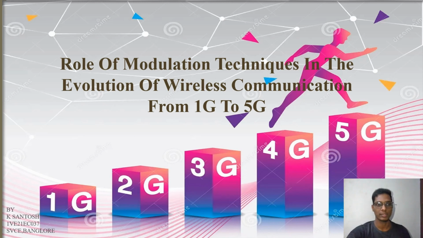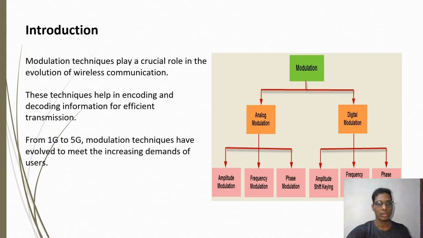Today our topic is the role of modulation techniques in the evolution of wireless communication from first generation to fifth generation. Now let's get into the topic. The first thing is introduction. Modulation techniques play a crucial role in the evolution of wireless communication. These techniques help in encoding and decoding information for efficient transmission. From first generation to fifth generation, modulation techniques have evolved to meet the increasing demands of users.